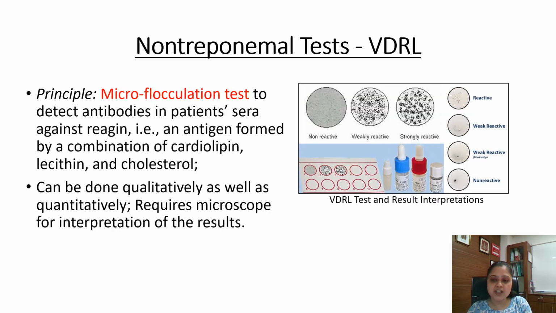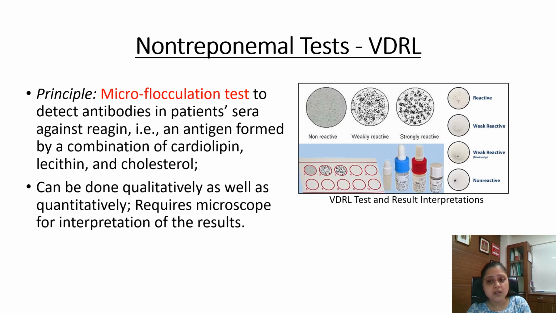Now, coming to the individual tests, that is the VDRL. The principle is that it is a microflocculation test which helps in detecting the antibodies in the patient's sera against the reagent, that is an antigen which is formed by a combination of cardiolipin, lecithin and cholesterol. It comes as a specialized kit which consists of a card where individualized circles are there and there is a negative and positive control with the reagent. The reagent in this has to be prepared daily. That is one of the drawbacks of this method.